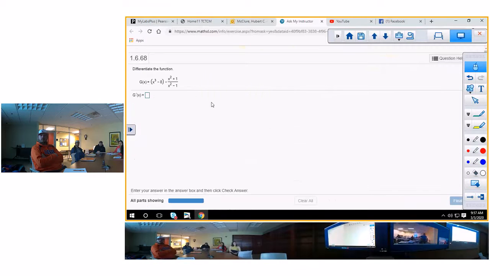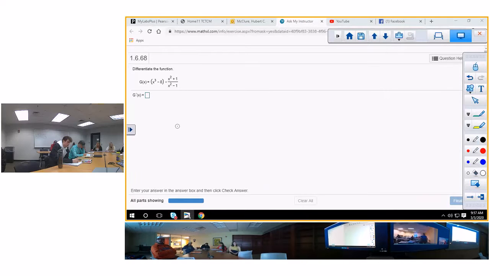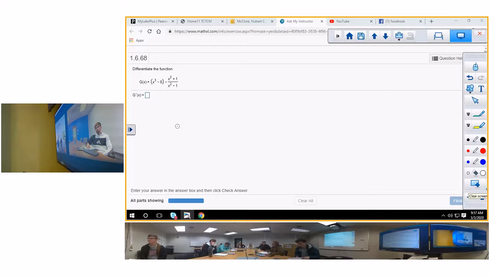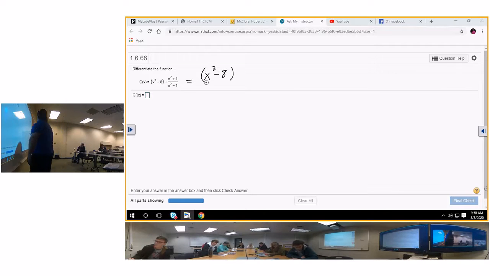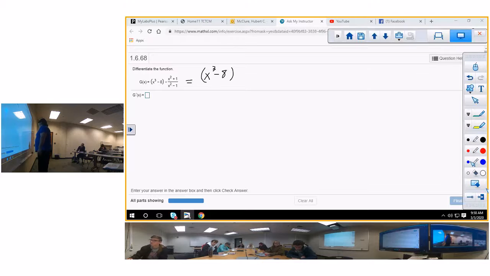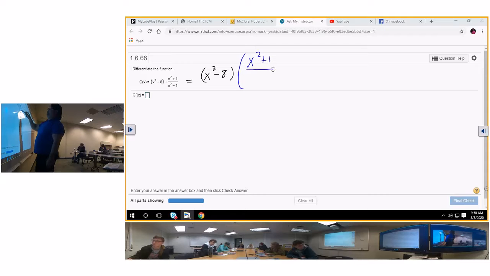Now this is a test question. So you've got to use the product rule, and then you're going to use the quotient rule inside the product rule. So go ahead and start it. That will be first times the derivative of the second, and I'll put that in blue. x squared plus 1 over x squared minus 1. That's where you're going to use the quotient rule.